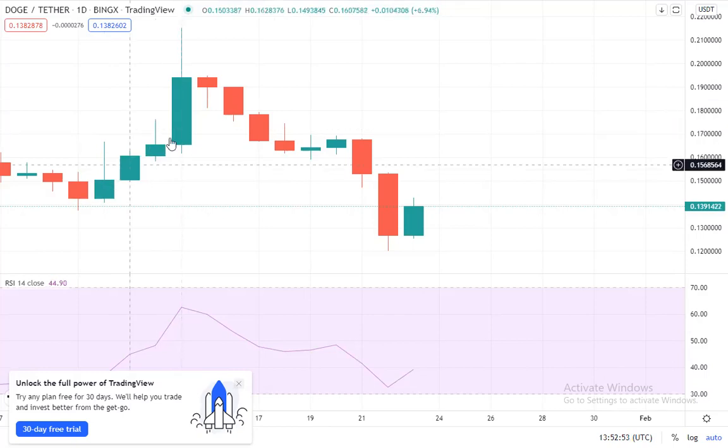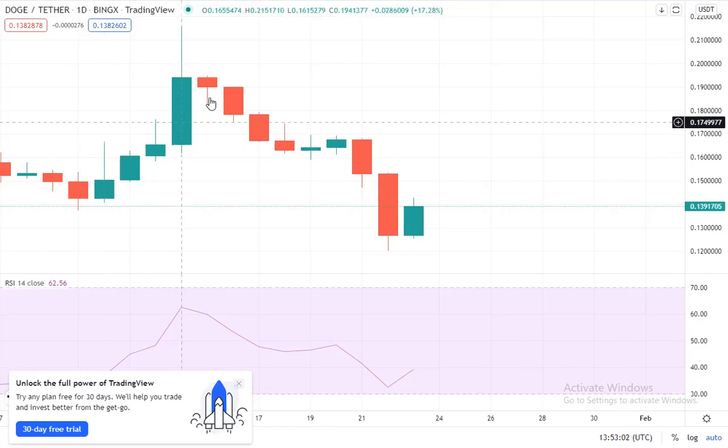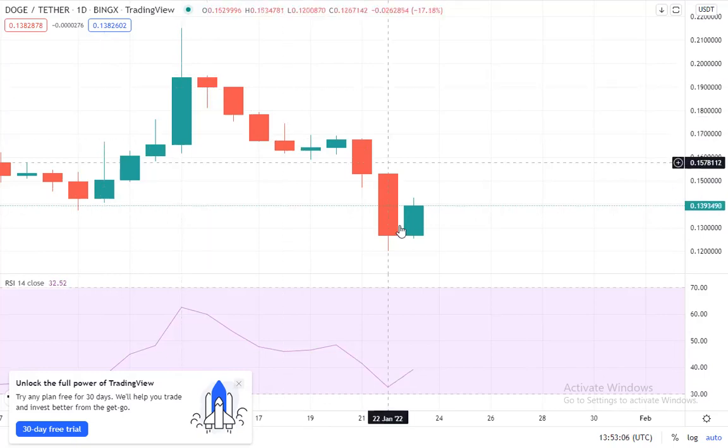So if you have a coin and you are seeing this green, it shows that you are making profit. If you have a coin and it's showing this red, it shows that you are losing money, right? So that's what it means. Now let me explain the candlestick.